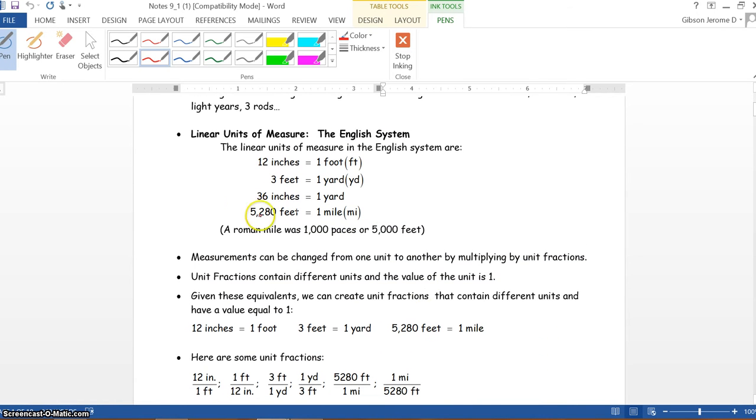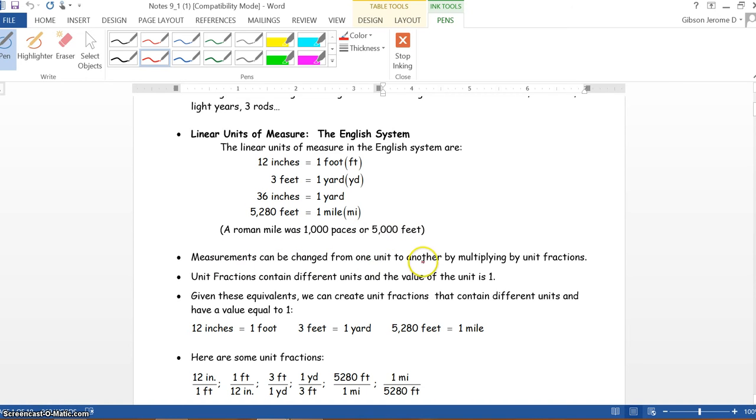The linear units of measure in the English system are 12 inches is a foot, 3 feet is equal to 1 yard, 36 inches is 1 yard, 5,280 feet is equal to 1 mile. A Roman mile was 1,000 paces or 5,000 feet.